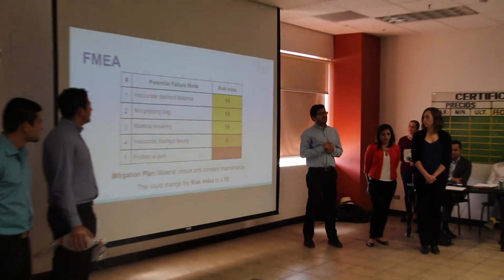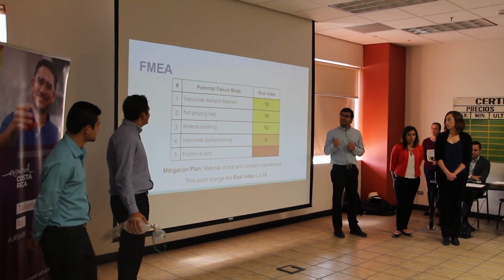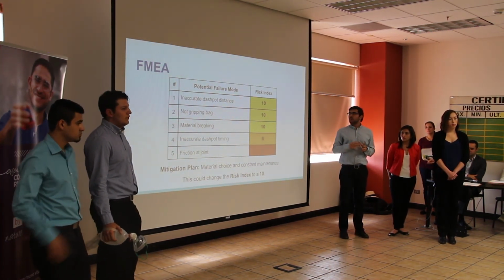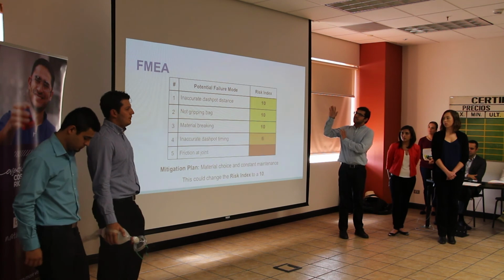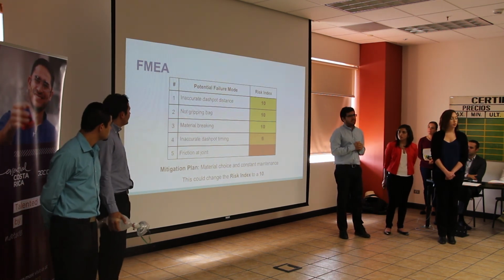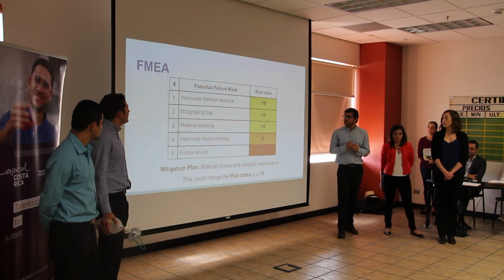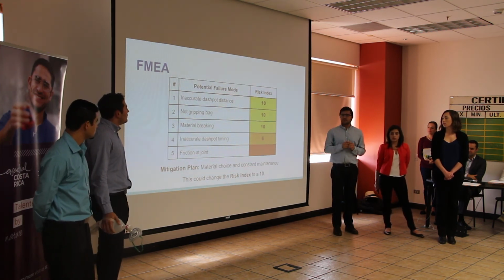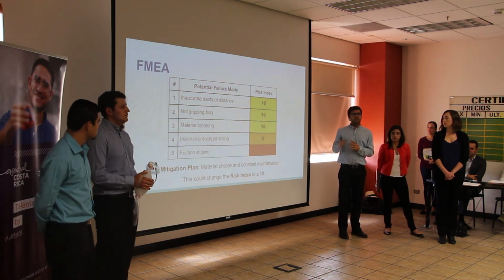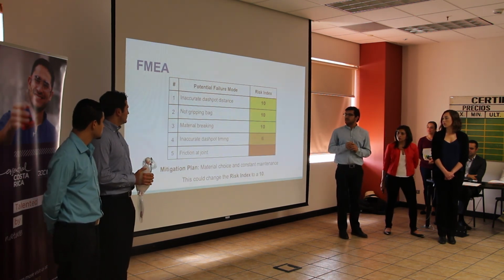We also did a failure mode and effect analysis. For this, we identified 5 potential failure modes, and we assessed them and gave them different risk indexes. The first 4 have a risk index greater than 6. This means that these potential failures are acceptable in our design, and the only one that we need to pay more attention to is the 5th one, the friction at the joint.